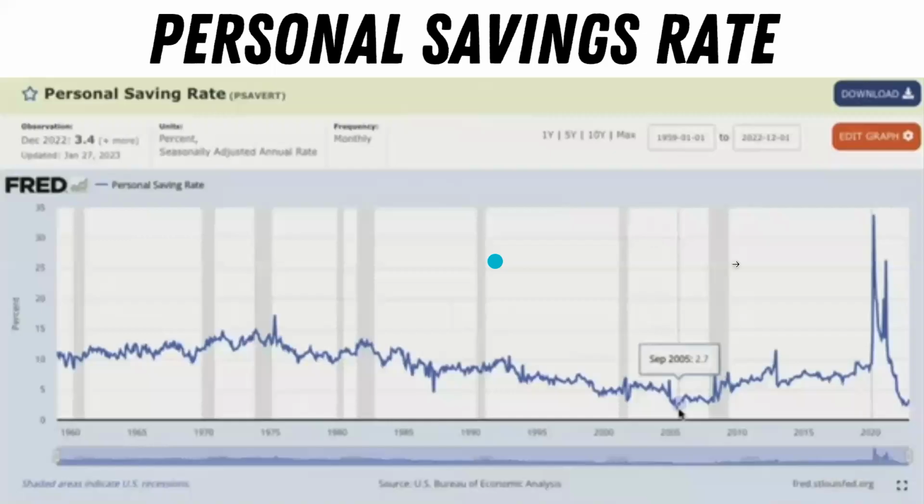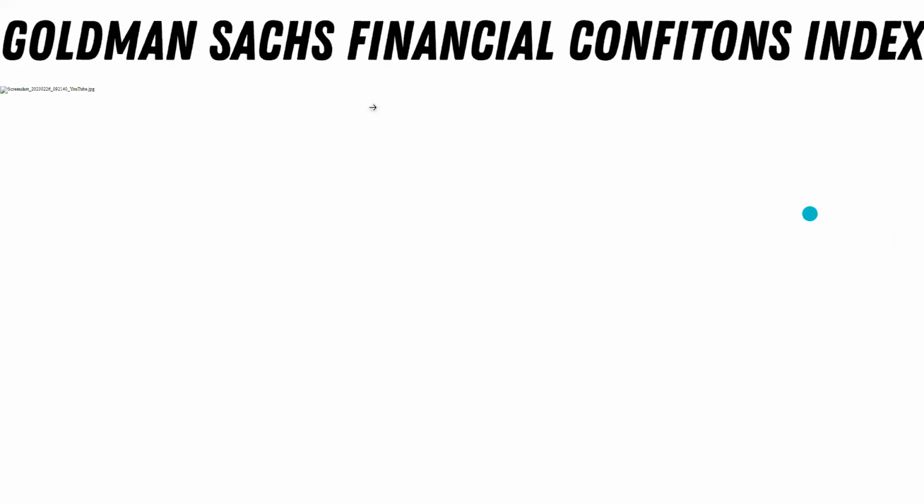The next one we're going to look at is the personal savings rate. Now we're at lows. We're testing lows that we really haven't seen since 2005 when it comes to the personal savings rate. So that just shows that a lot of people are really in trouble and really just aren't able to save as much as they used to be able to save.